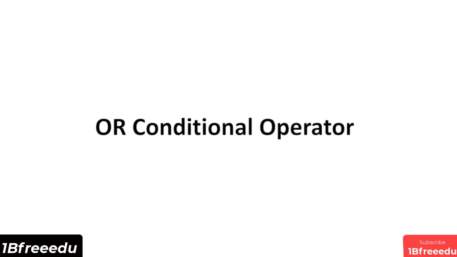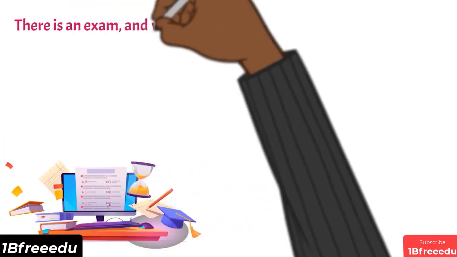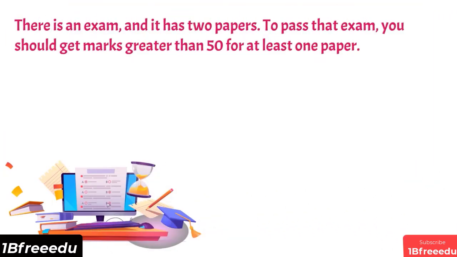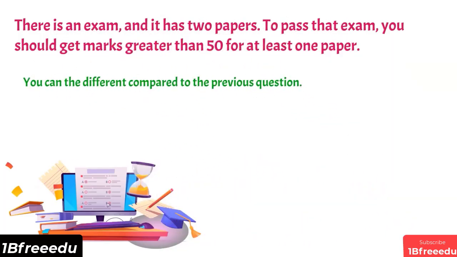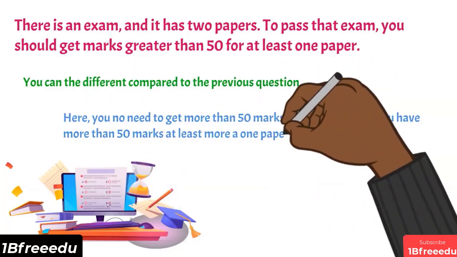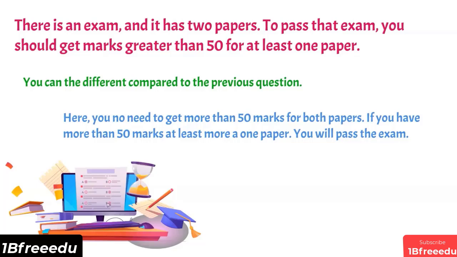Okay, I will take the previous example to explain the or conditional operator, but I change it a little bit. Assume that there is an exam and it has two papers. To pass that exam, you should get marks greater than 50 for at least one paper. You can see the difference in this question compared to the previous question. Here, you don't need to get more than 50 marks for both papers to pass the exam. You only have to get more than 50 marks for at least one paper. Then you will pass the exam.